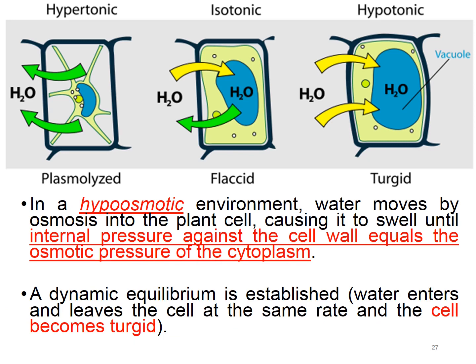One of the main differences between an animal cell and a plant cell is the presence of a rigid cell wall. So does it make a difference? Yes, it will make a big difference. Now let's start with the first state.